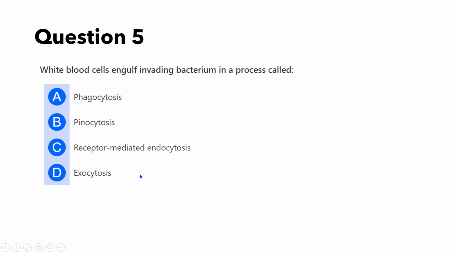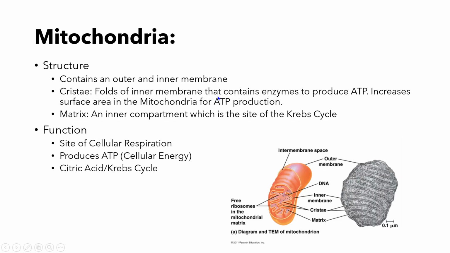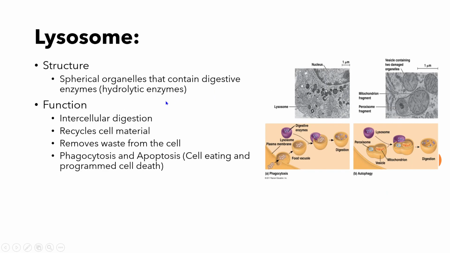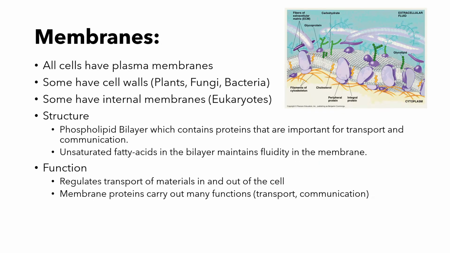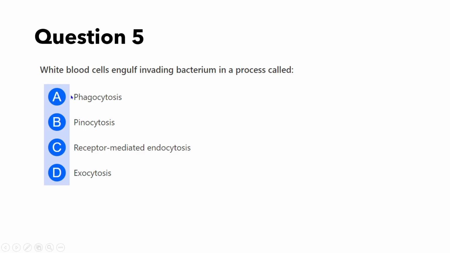Finally, question 5: white blood cells engulf invading bacterium in a process called phagocytosis, pinocytosis, receptor-mediated endocytosis, or exocytosis. This question is asking us which of the following is describing an engulfing. If you go back to lysosomes, which is what digests things in the cell, we talked about phagocytosis as being cell eating, and an example of that is white blood cells engulfing a bacterium. That is exactly what's being described in question 5. And so the answer is A, phagocytosis.